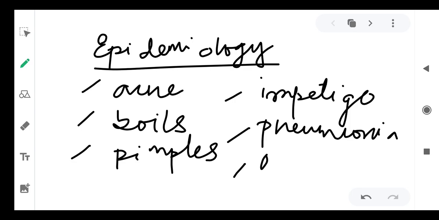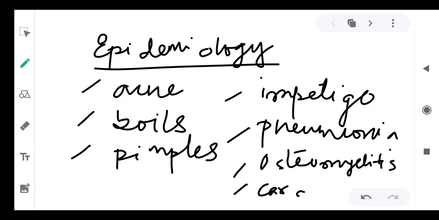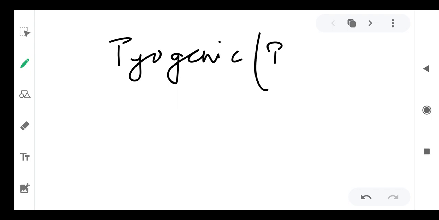Then osteomyelitis, carditis, meningitis, arthritis. So many different types of disease are caused by Staphylococcus, and many of these diseases are pyogenic in nature, that is, pus forming in nature.